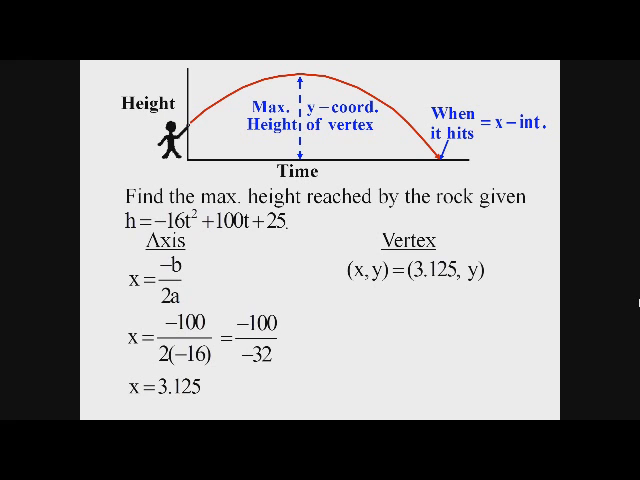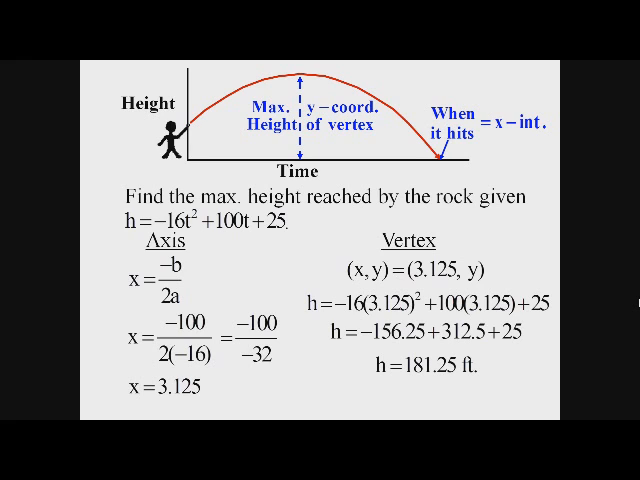Now let's plug that into the equation to find the y value, which is really what I'm interested in, the max height reached by the rock. So I plug that in, and using a calculator, I come up with 181.25 feet. That is the maximum height reached by the rock, the y-coordinate of the vertex.